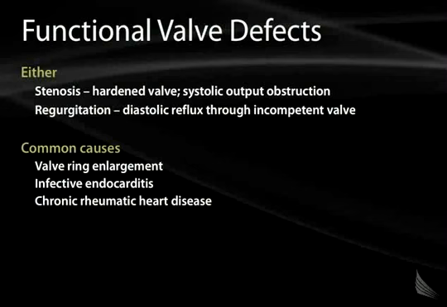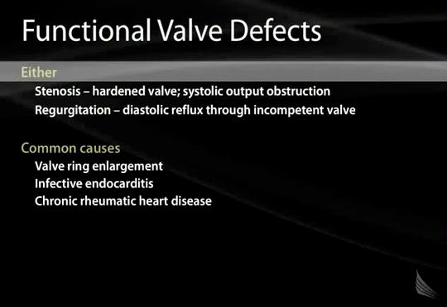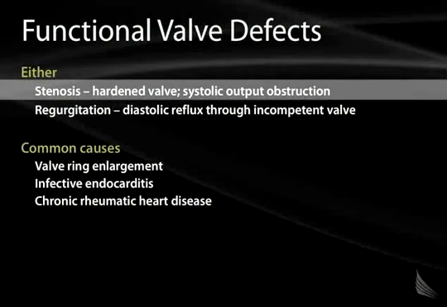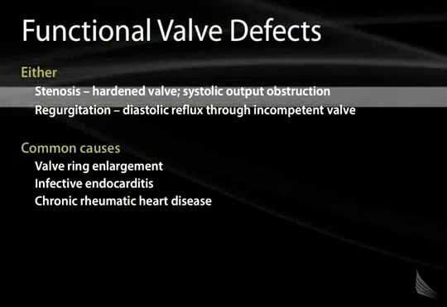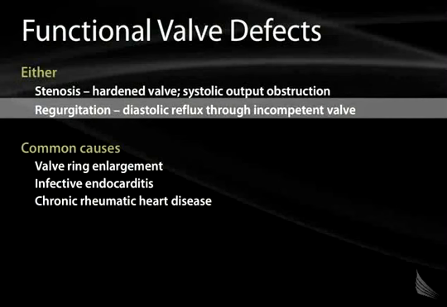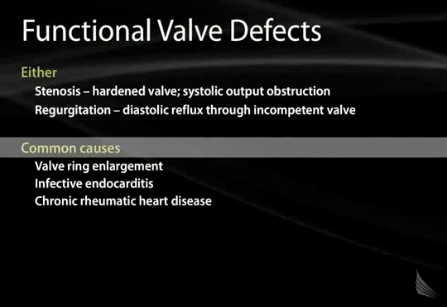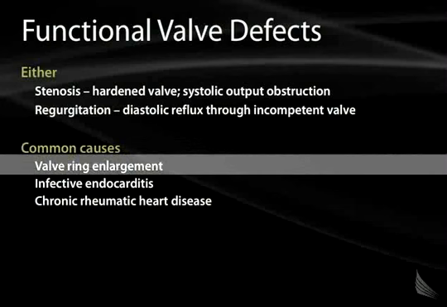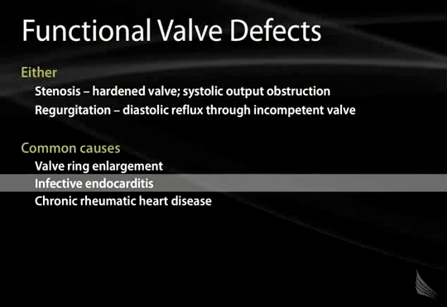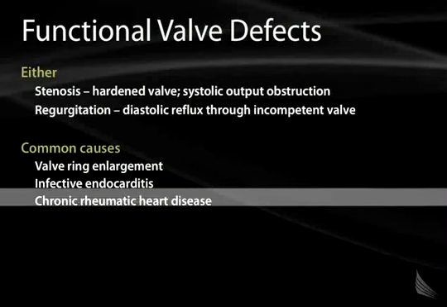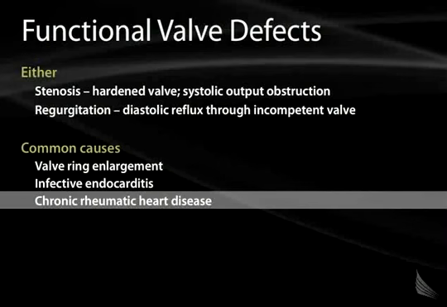Functional valve defects can consist of either stenotic lesions or regurgitant lesions. Stenosis: you have hardened valves, systolic output obstruction. Due to regurgitation, you have diastolic reflux through incompetent valves. Common causes include valve ring enlargement from cardiomyopathy, infective endocarditis, and chronic rheumatic heart disease.